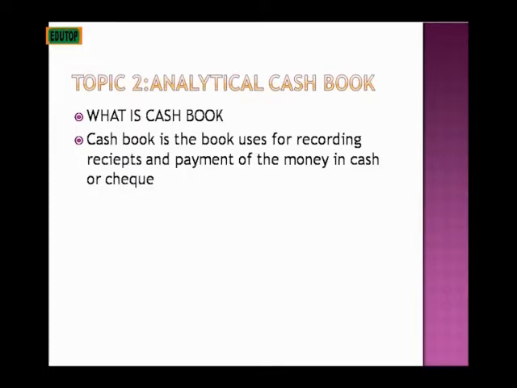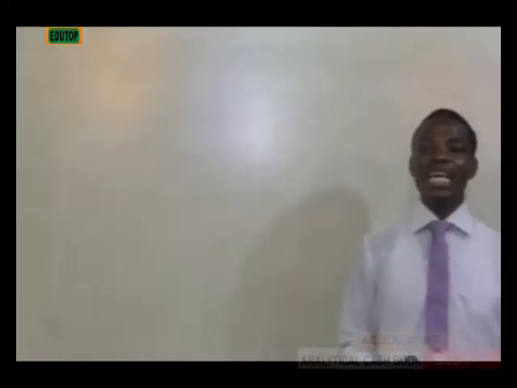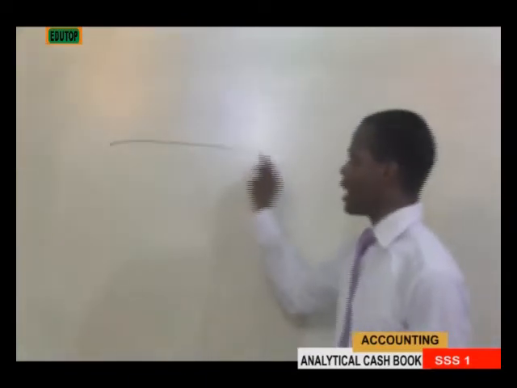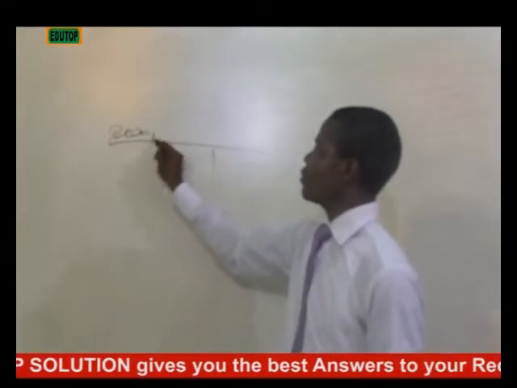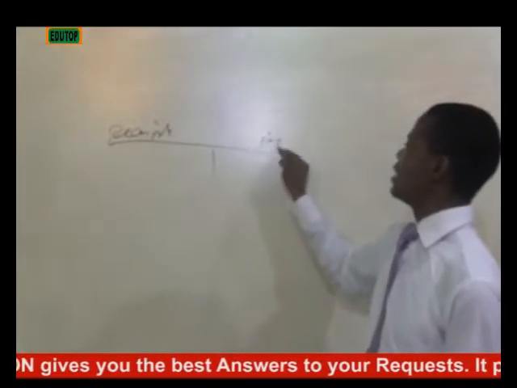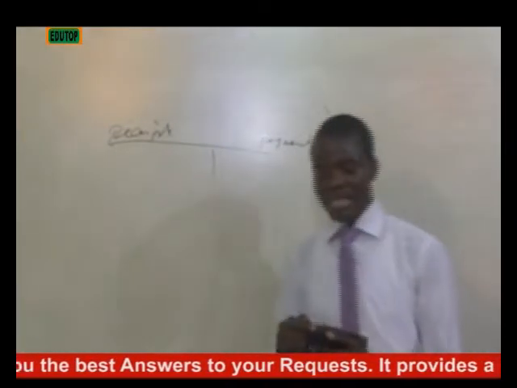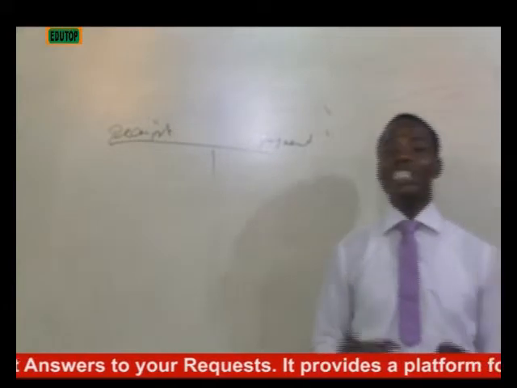What is a cash book? What is the meaning of a cash book? A cash book is a book used for recording receipts and payments of money in cash or check. A cash book is very important in the sense that it helps you to record. A cash book has a receipt side and a payment side. And don't forget, our double entry principle is still intact.